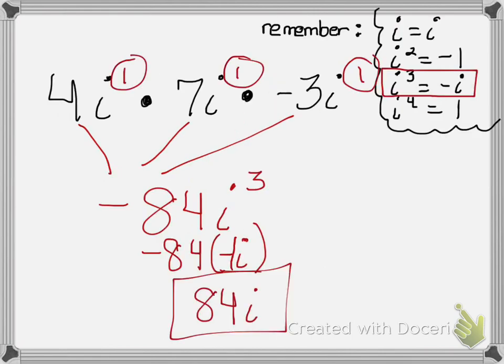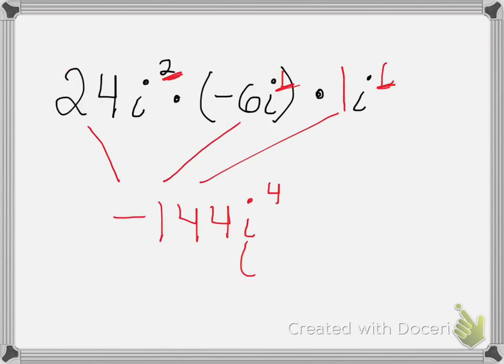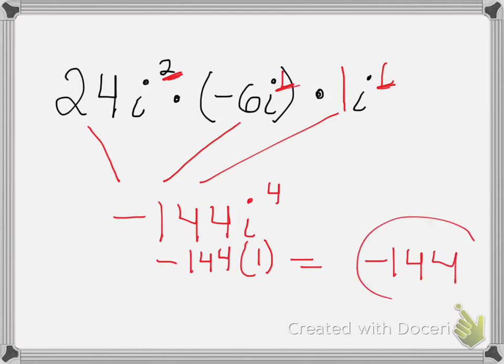And then go back to your notes. Remember, i to the power of 4 equals 1. So I'll replace that with a 1. Bring down my -144. And -144 times 1 equals -144. And that's it.